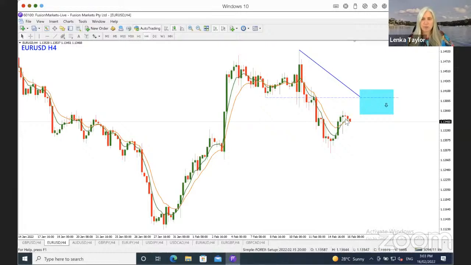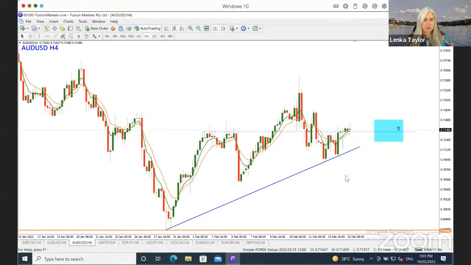So we just need to see what happens with the price action next couple of bars. If it does keep going down, then I will not be entering. I do want to see a good pullback and reversal first. So that is EUR/USD short at the moment.